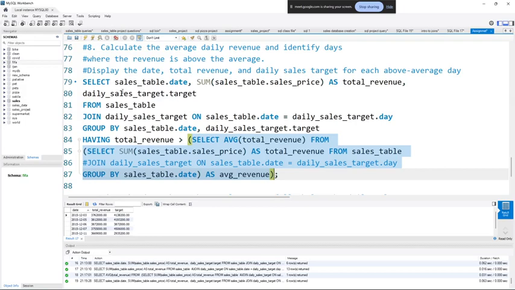What I was trying to say is, apart from that mistake, you created your own table there and named it average revenue, instead of having it in the HAVING. I had it in the FROM, and then I joined that table I created with the revenue table and the target table, and then applied the filter in the WHERE.